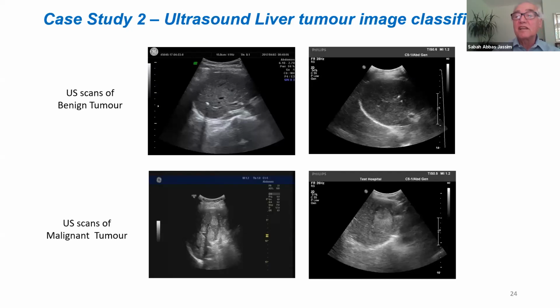Second case study is basically the ultrasound. I think it's not the liver. Sorry, these are livers, but we are talking about the bladder. I'm sorry, this is a cut and paste issue.